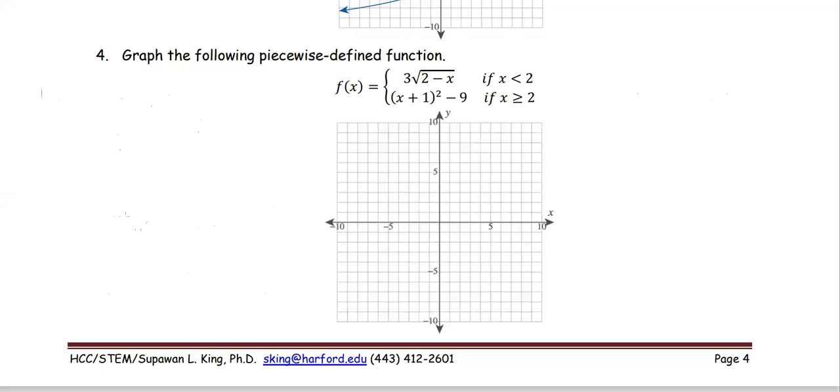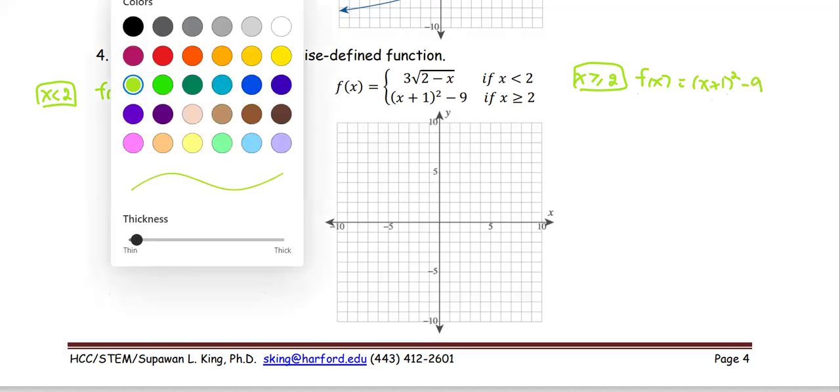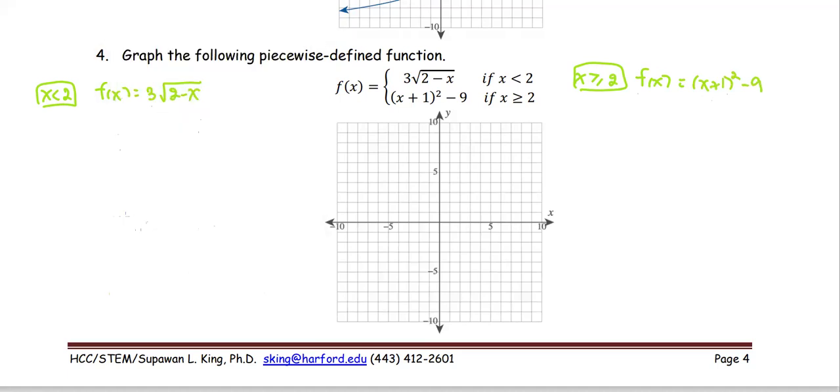In this problem, we are going to sketch the graph of the piecewise defined function. For x less than 2, the function is defined by 3 times the square root of 2 minus x. For x greater than or equal to 2, the function is defined by (x plus 1) quantity squared minus 9. Let's look at each one at a time.